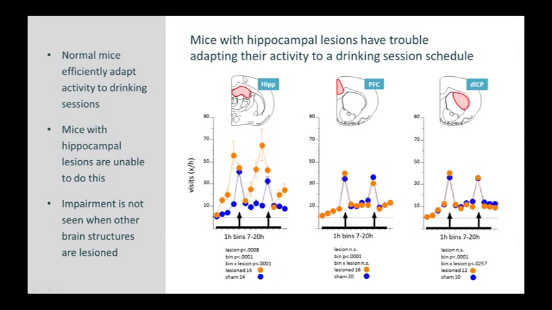Now when we tested animals with hippocampal lesions in this third adaptation stage, we found that they were completely unable to adapt their activity to the drinking session schedule. They were mainly active in the hour before the drinking session. And this lesion effect was highly specific because we saw no such changes either after lesions of prefrontal cortex or of the dorsolateral striatum.